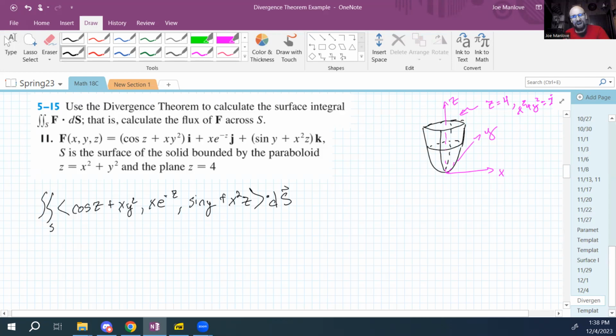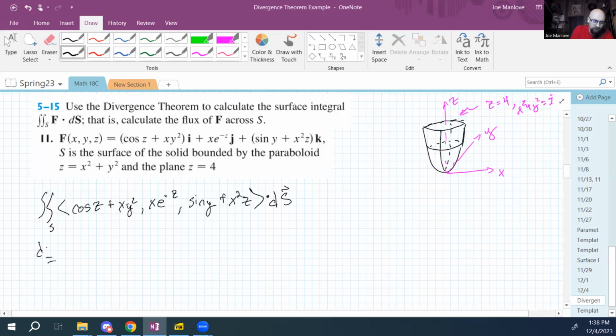And I would have a rough time doing this. It's not like it's impossible, it's just kind of annoying. I've got two separate surfaces that I'm going to have to parameterize, and need to calculate some cross products. It's not so bad, but we can do better.